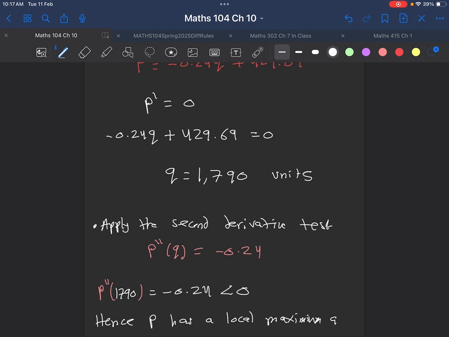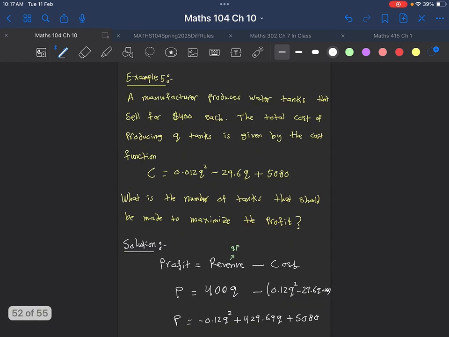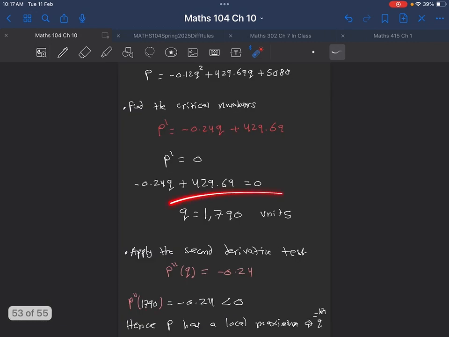And this is exactly what I'm looking for. I'm looking for a local maximum at Q equal 1,790. And that's the answer here. So it says, what is the number of tanks that should be made to maximize the profit? How many tanks? It should be given by this number here.